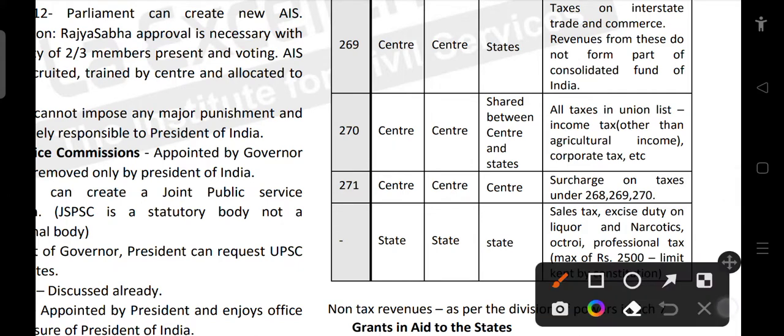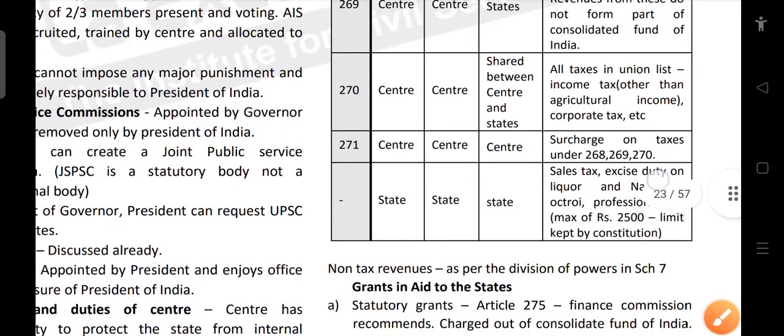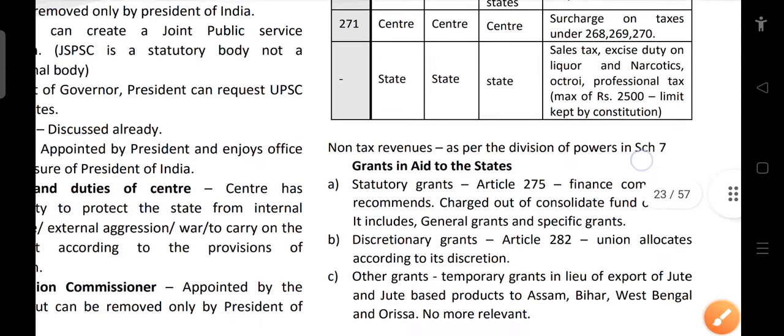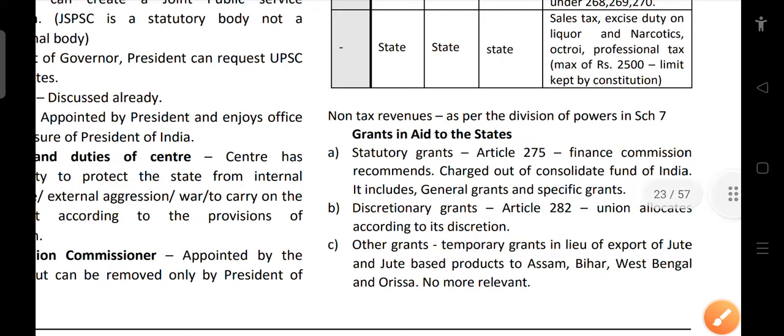Now which is a tax which is collected, levied and appropriated by the center itself? It is surcharge under Article 268, 269 and 270. In case of surcharge, center collects and levies and keeps it. Now which is a tax which is levied, collected and appropriated by the state? It is the sales tax, excise duty on liquor and narcotics, octroi, professional tax, maximum of rupees 2,500, limit kept by the Constitution.